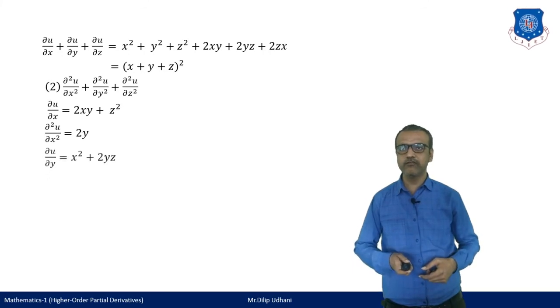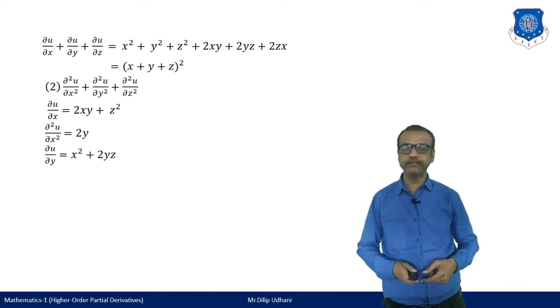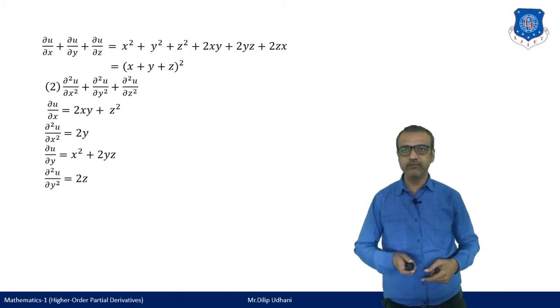Now similarly we will find del square u by del y square. To find del square u by del y square, we require del u by del y, and that is x square plus 2yz. Now we will differentiate del u by del y partially with respect to y. So x square is constant, its derivative will be 0. Then after plus, 2z is constant and the derivative of y is 1. So del square u by del y square is 2z.